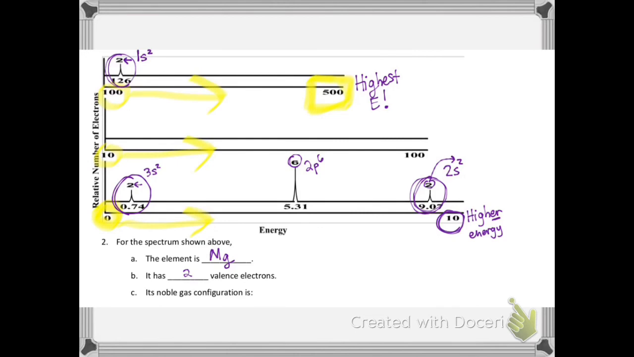Now, take a moment, if you have not, and try its noble gas configuration, just for fun. When you're ready to check your answer, unpause the video. And there you have it. It was basically magnesium is full all the way to the second energy level, so that's neon, and then we only had the valence electrons afterwards.